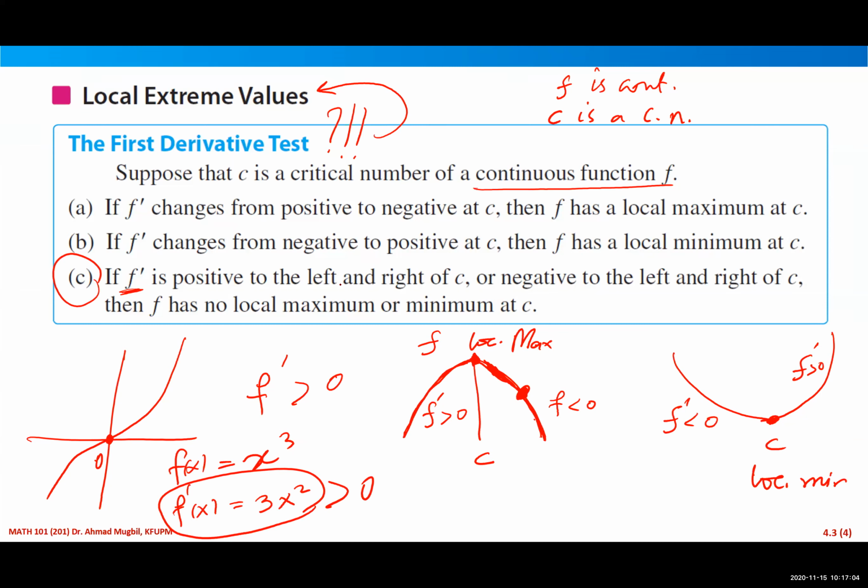If it is positive to the left, positive to the right, it will be always positive. So there is no local maximum or minimum at that point. Yes. Excellent. Thank you for this question.